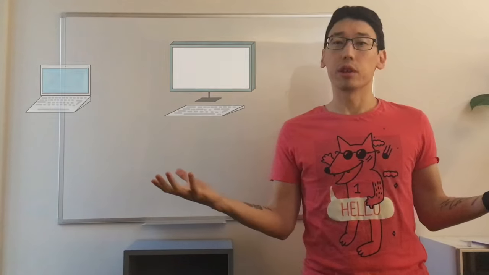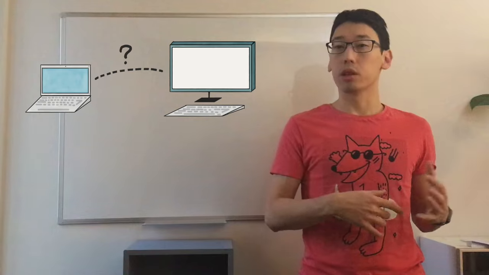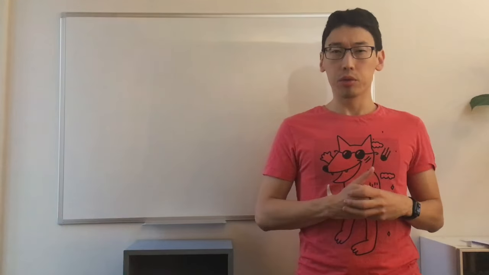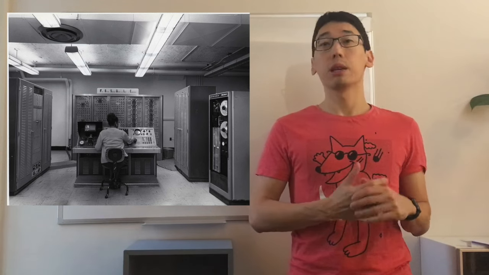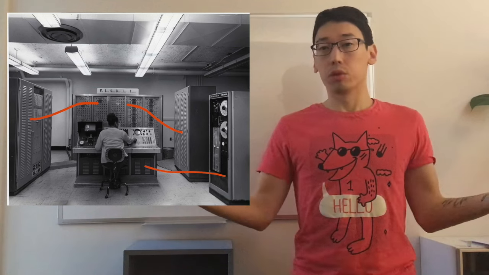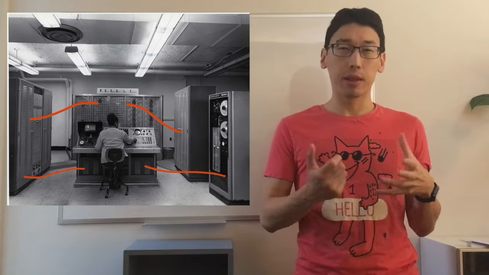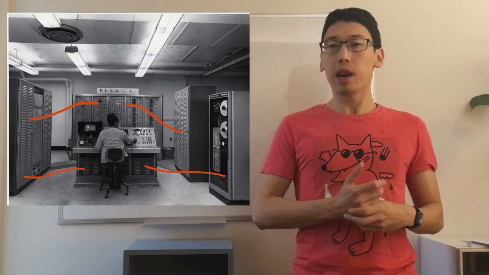If you have two computers in the same room and you need to get some document from one computer to another, what are your options? Computers back in the 60s had this problem, and smart engineers thought, hey, maybe we can just use some cable, some wires to connect two computers, and that way we can exchange information between them. And that was really handy.